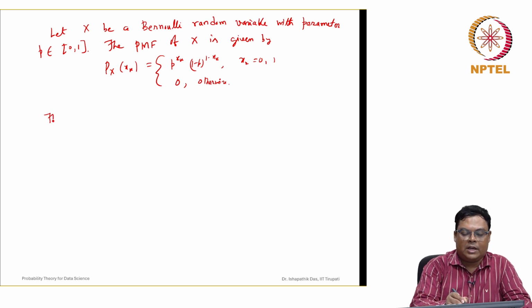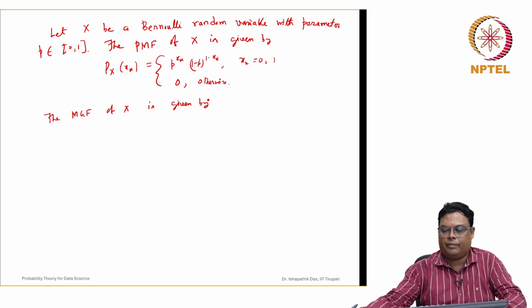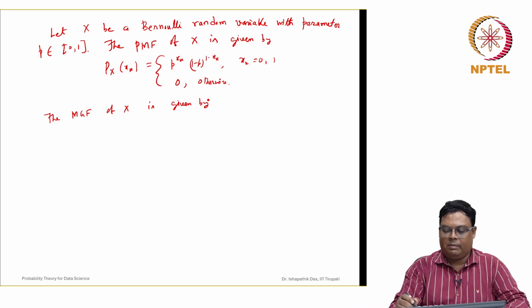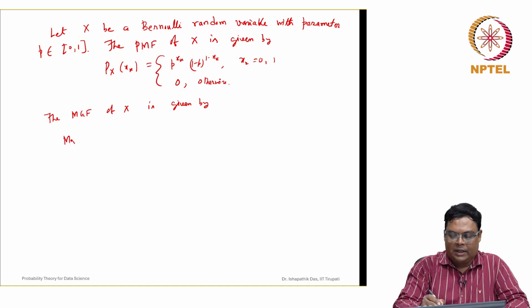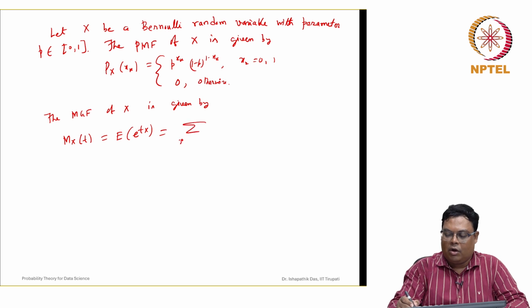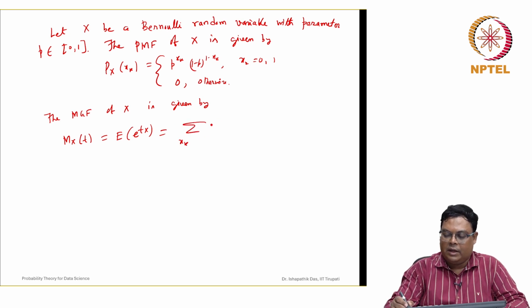So the moment generating function, mgf of X, is given by, by definition, M_X(t) = expected value of e^(tX). Because it is discrete, we sum over all the possible values of x_k, so e^(t x_k) p_X(x_k). So x_k can take only 0 and 1.